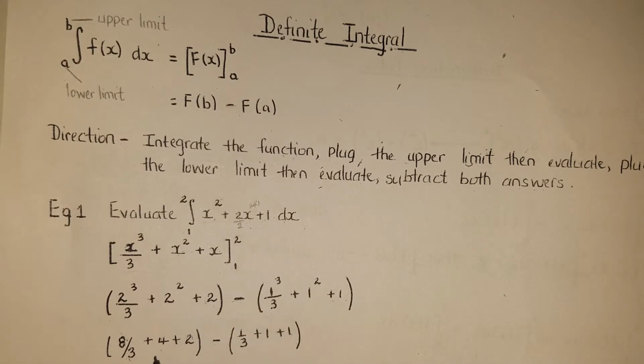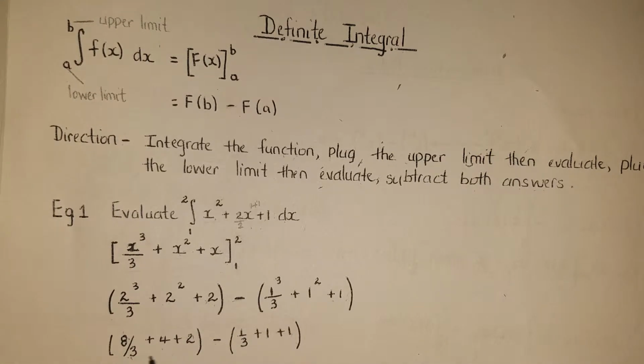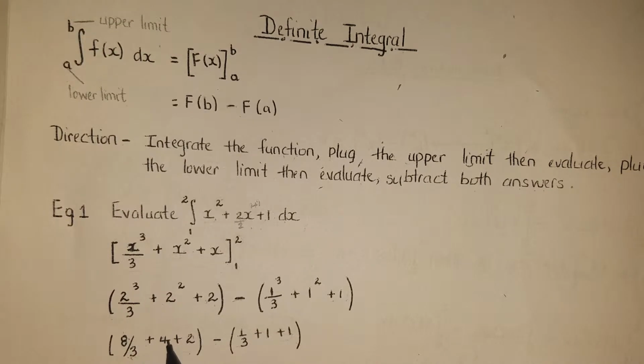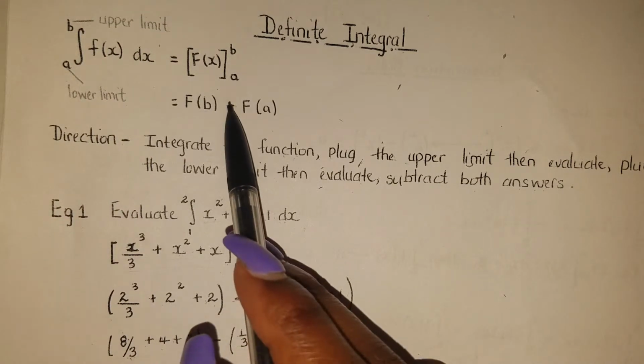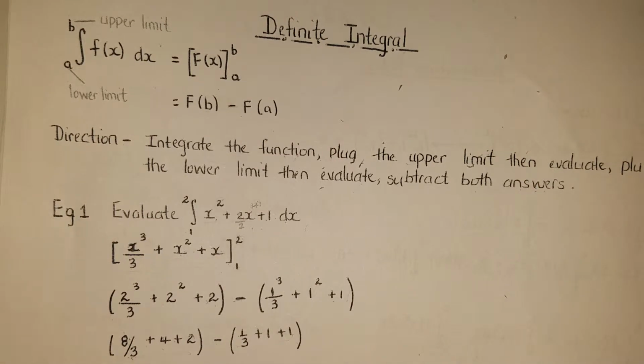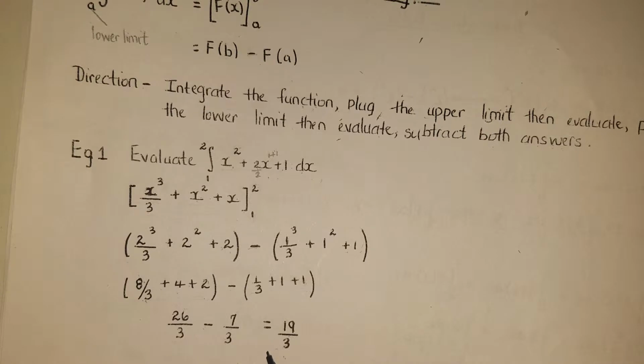So now you're going to evaluate each answer. In our first bracket, 8 over 3 plus 4 plus 2 gives you 26 over 3. Then the minus sign, because it says you subtract both answers. Then from this bracket, a third plus 1 is 2 1/3, or 7 over 3. So when we subtract both answers, we get 19 over 3.